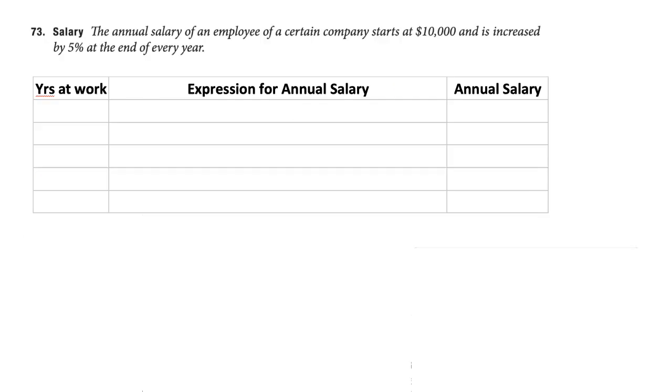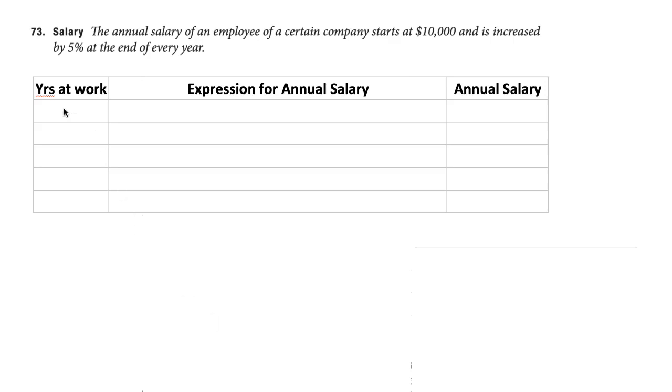Okay, so this problem that we're going to work together, the question isn't actually there because it's in the book and the question is elsewhere, but the annual salary of an employee of a certain company starts at $10,000 a year and is increased by 5% at the end of every year. So what we're supposed to find is an expression for the annual salary. If we just said in 20 years, how much are they going to make? We don't have to work it out year by year. We can just plug it into a formula. So we're finding a formula for, basically, this is appreciation.